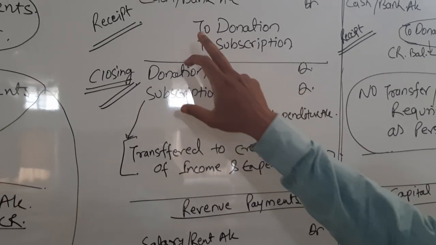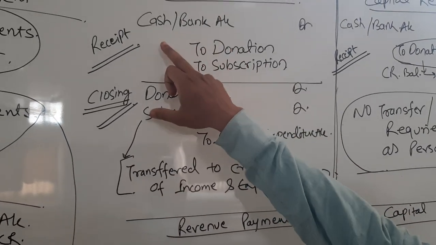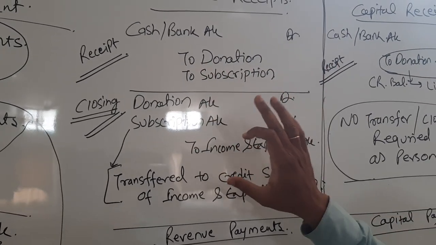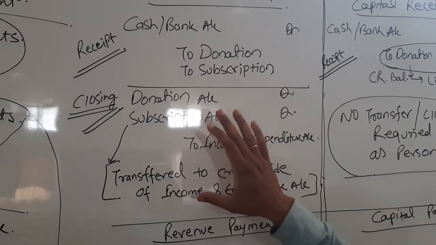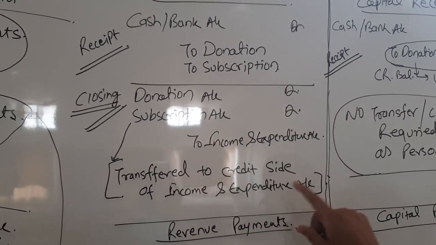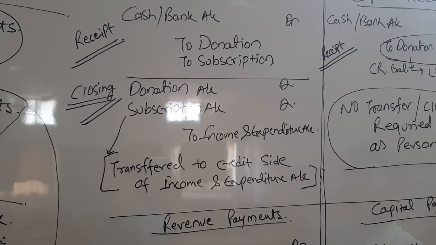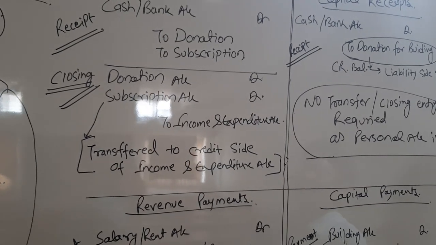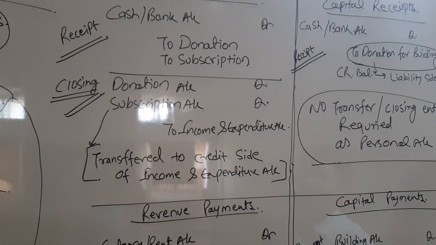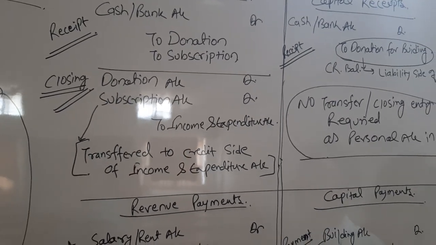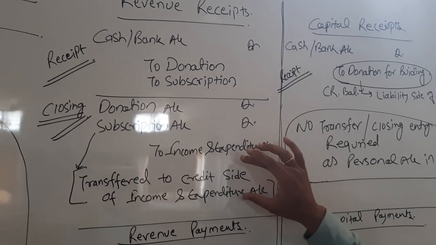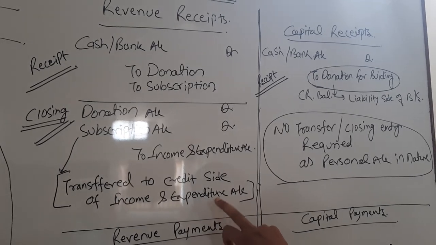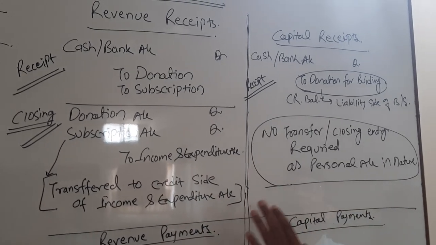So once again, at the time of revenue receipts, cash or bank account debit to donation or subscription, and at the end of year to close this nominal account and transfer it to income and expenditure account, we have to record the next entry: donation or subscription account or any other account of revenue receipt will be debited, and income and expenditure account will be credited. In this way, this account will be closed and transferred to the credit side of income and expenditure account, as I explained in the last lecture.